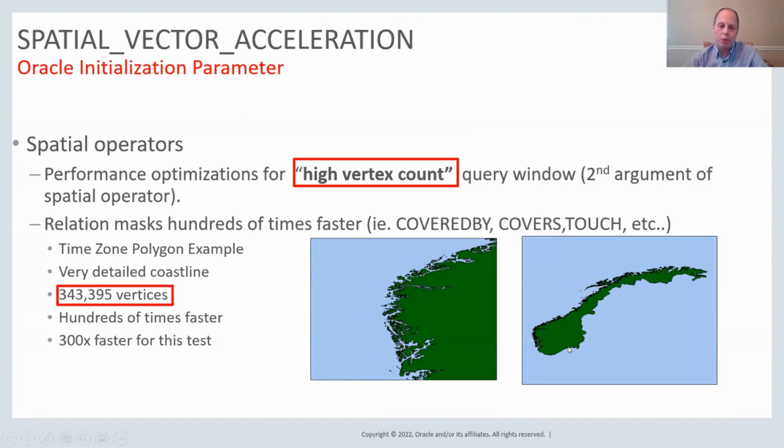So this is a time zone polygon. I zoomed in here so you can see the detail. This is a 343,000 vertex polygon, and I can use it to search other layers, right? And with spatial vector acceleration turned on, my queries were 300 times faster. So very key. You want to make sure that that is turned on.